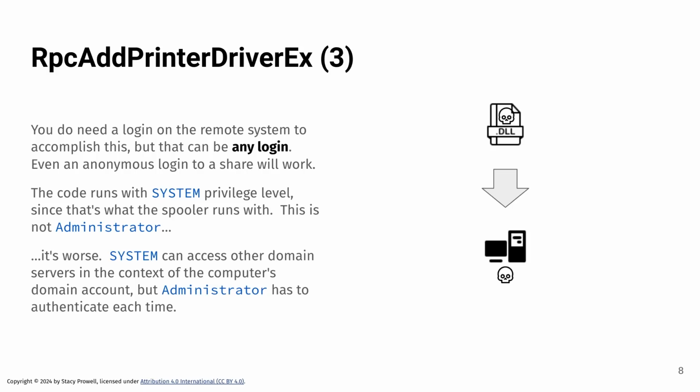The best part about this is the code runs with system privilege level, since that's what the spooler runs. That's not administrator. And you might think, oh, that's good. It's not administrator, it's just system. But it turns out that's actually worse, because system, unlike administrator, doesn't necessarily have to authenticate to all the other servers in the domain. And that's kind of a problem.